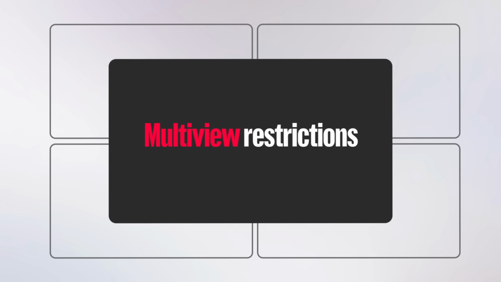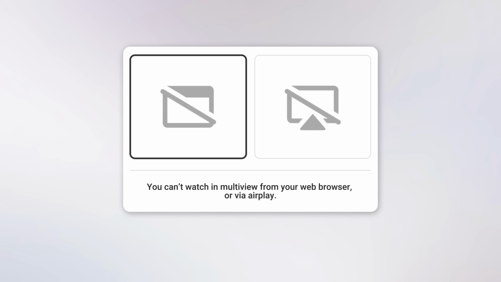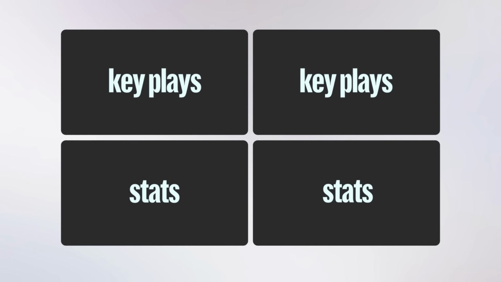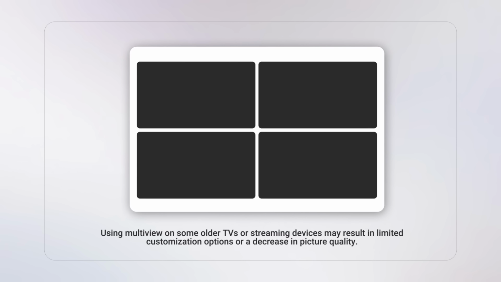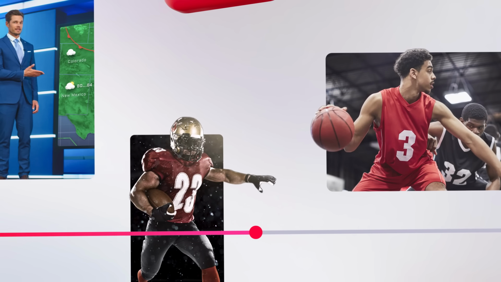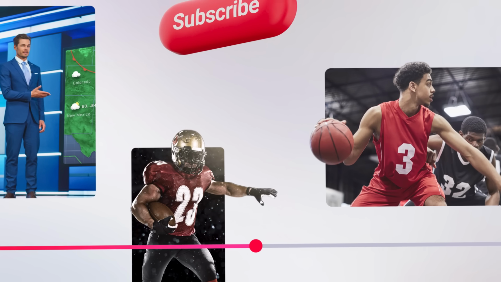Multiviews do have some restrictions, like you can't watch in Multiview from your web browser or via AirPlay. While in Multiview, other features like key plays and stats are not available, but you can use another device to view stats, key plays, and fantasy football integration. Using Multiview on some older TVs may result in limited customization options or a decrease in picture quality. To see more information about supported devices for the Multiview experience, check out the article in the description.